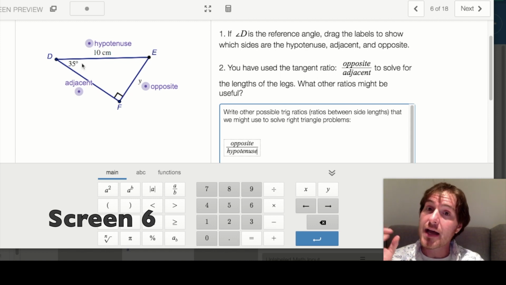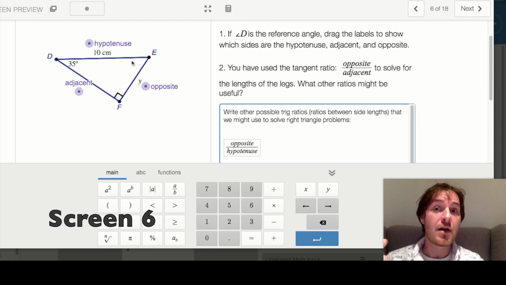So, a reminder: a right triangle with a particular angle measurement is going to be similar to any other right triangle with that angle measurement. Triangle DEF has a hypotenuse of 10 centimeters and a reference angle of 35 degrees. But it'd be similar to another triangle with a 35 degree reference angle that had a hypotenuse of 20 centimeters, or 15 centimeters, or 16 centimeters.